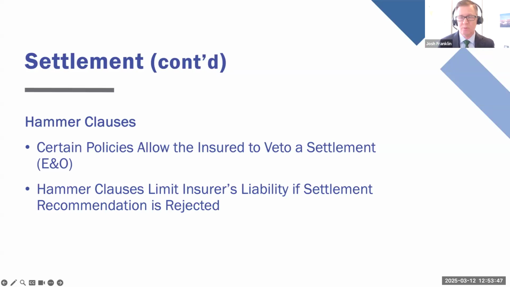So let's say there was an offer to settle for $500,000. The insured on principle said, no, I didn't do anything wrong. And fast forward, there's a $1 million judgment. Depending on the terms of the hammer clause, that insured is going to be responsible for some or all of that additional $500,000 that was awarded above the settlement amount.